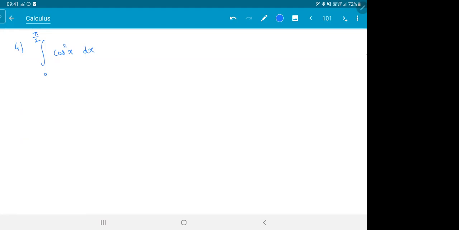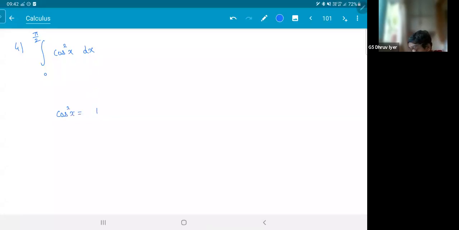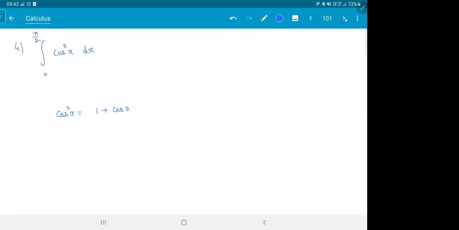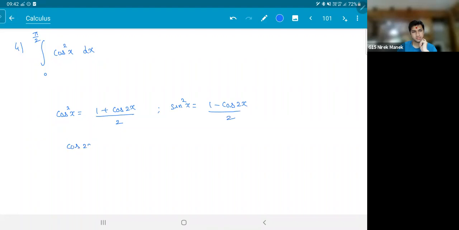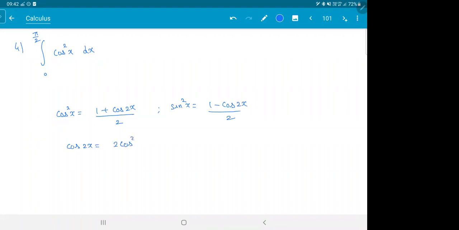How do you do this thing? Again, trigonometry. What is cos squared x? 1 plus cos 2x by 2. Do you remember this? What is sin squared x? 1 minus cos 2x by 2. I told you these are some of the important things in trigonometry. Do you guys remember this thing? Yes, sir. This comes from the formula cos 2x is 2 cos squared x minus 1 or 1 minus 2 sin squared x. Same thing. If you just rearrange it, you'll get these things.